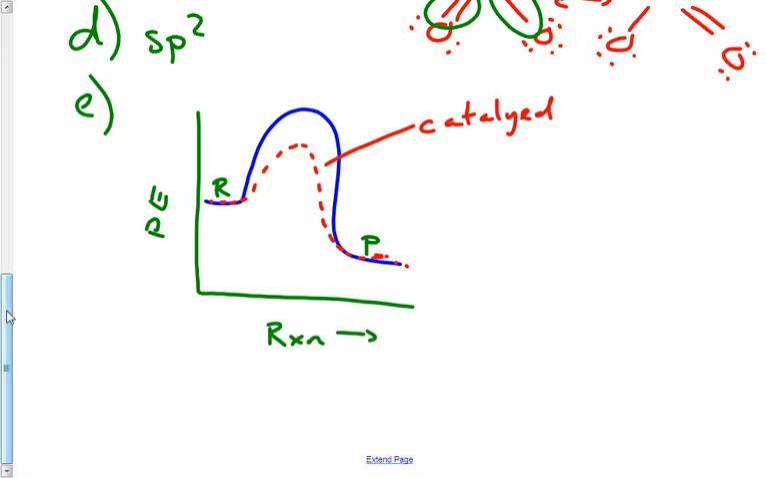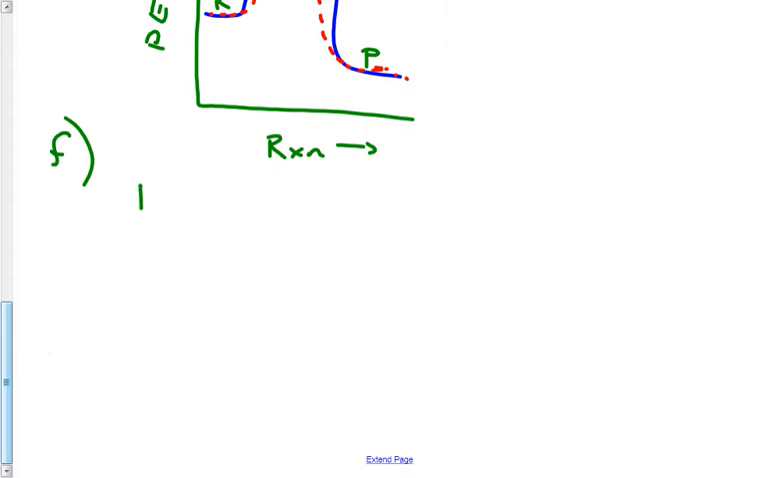Lastly, F. Predict how the ratio of equilibrium pressures would change when the temperature of the uncatalyzed reaction is increased. Ratio questions I don't love, but you have to answer it in terms of the ratio they give you. Okay, so if I look, just hold on.